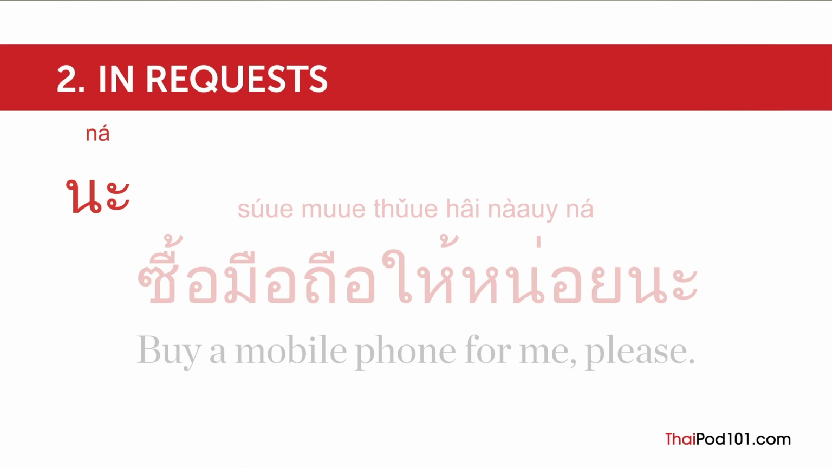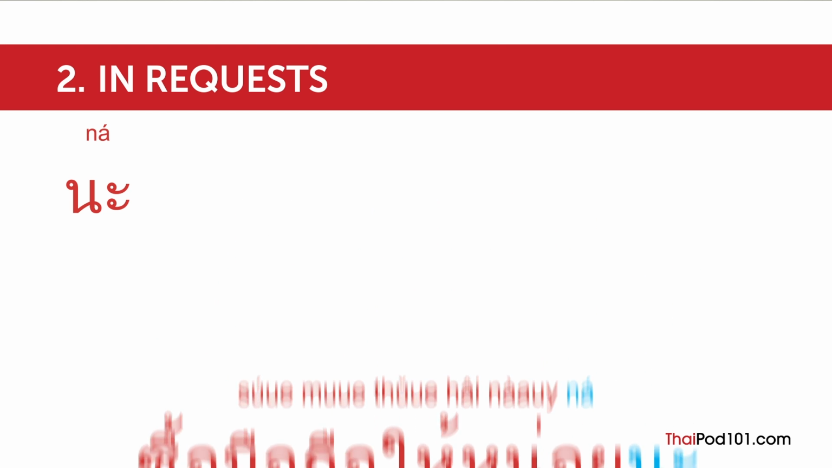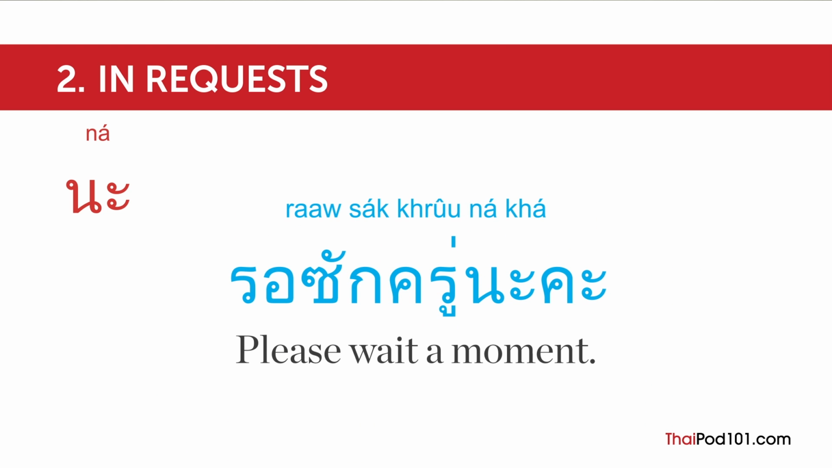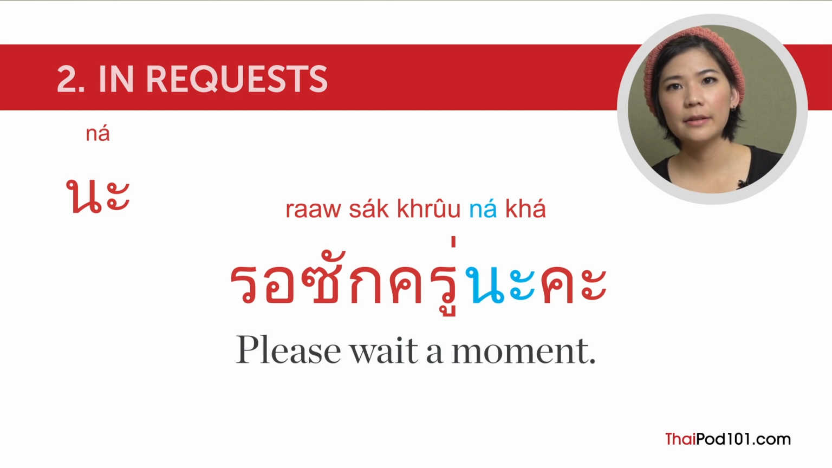Here's another example. ซื้อมือถือให้หน่อยนะ. Buy a mobile phone for me, please. This is similar to adding please to a sentence in English, so this word can be used in requests as well. One more example. รอสักครู่นะคะ. Please wait a moment. นะ makes the request to wait sound more polite.